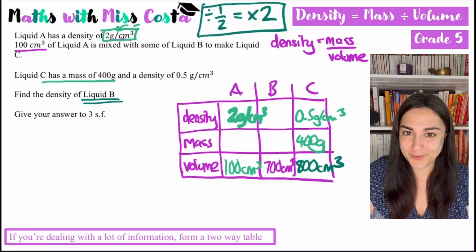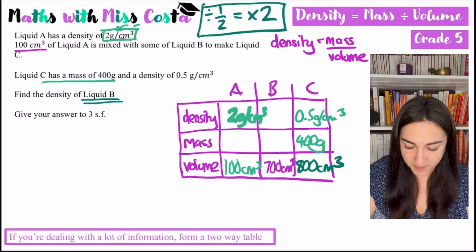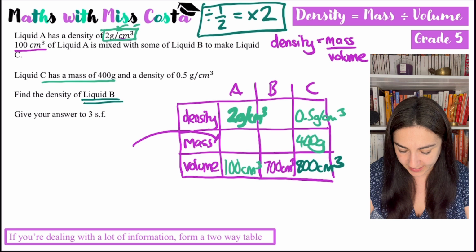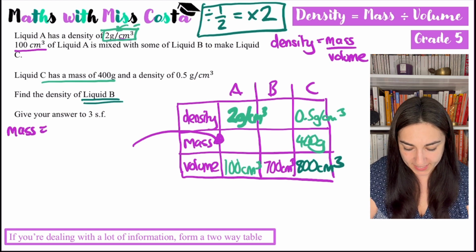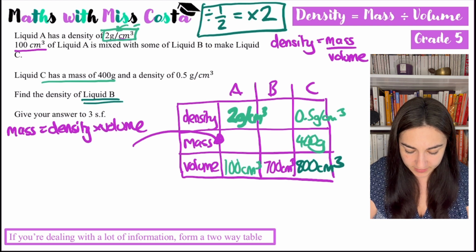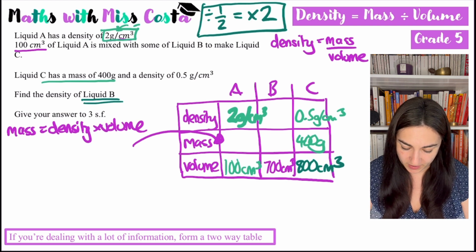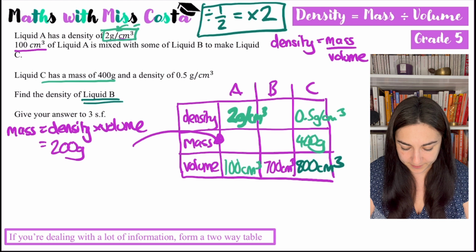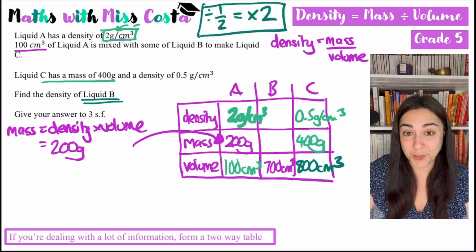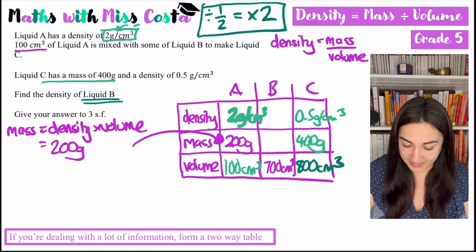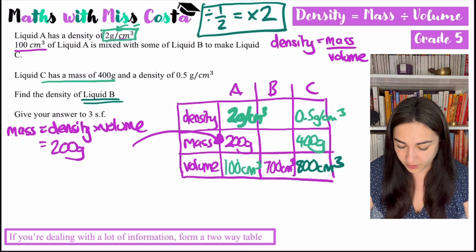So the next piece of information I can work out is what the mass would be of liquid A. So how do I work out mass? Well, mass is density times volume. So 2 times 100 is 200 grams. So I know that the mass of liquid A must be 200 grams. And using that, I can figure out what the mass of liquid B must be. 400 take away 200 is 200 grams.